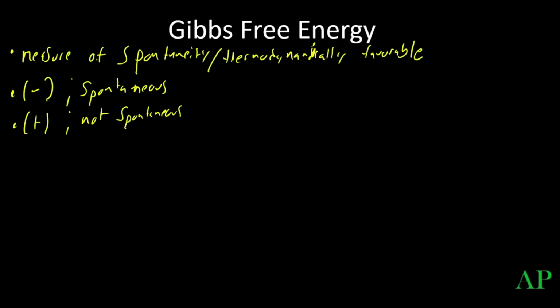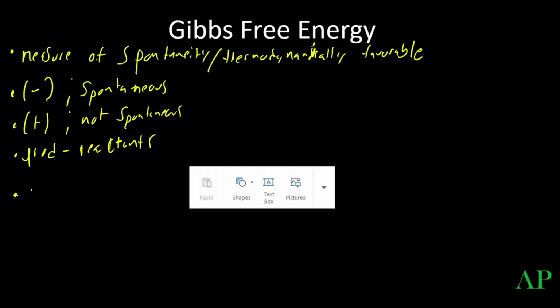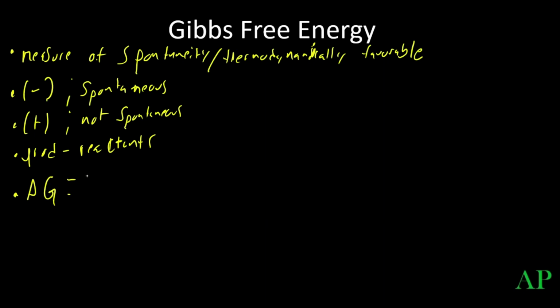How do you do this? First, we can do, again, products minus reactants, but you will hardly see this. Reason being, there's tons of other ways to be asked this. Your main formula, that being said, your main formula for Gibbs is delta G is equal to delta H minus T delta S. And here is where things start to get a bit more interesting.